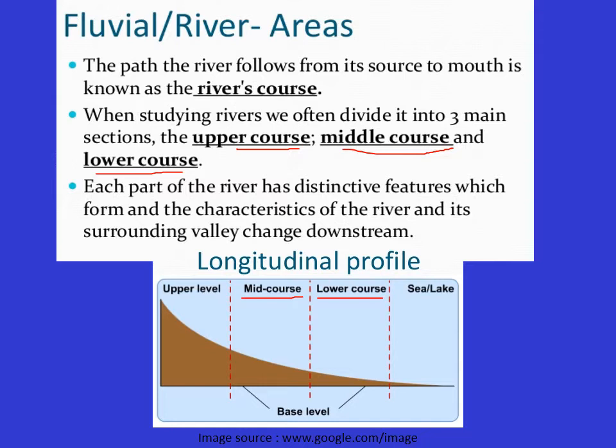So each and every course, each and every stage of the river has some distinctive features which form due to the energy condition at that particular position. And as we move from the source to the mouth, that is, from upstream to the downstream areas, we can see the slope is gradually decreasing, and the energy condition of the flowing water is decreasing. So the features or the work done, that is the erosion, transportation, and deposition, are also changing with some different stages.